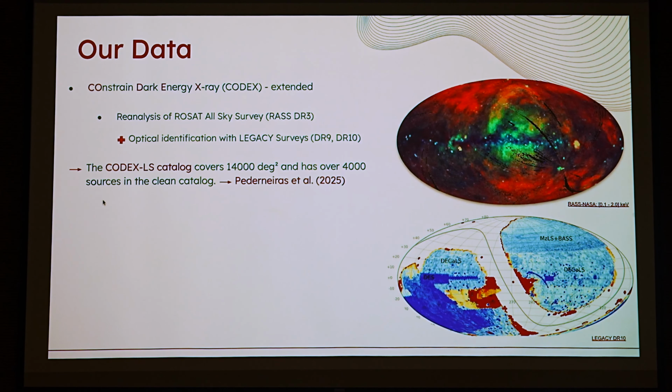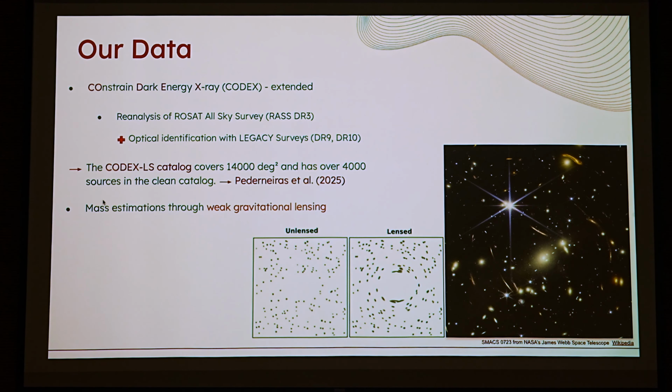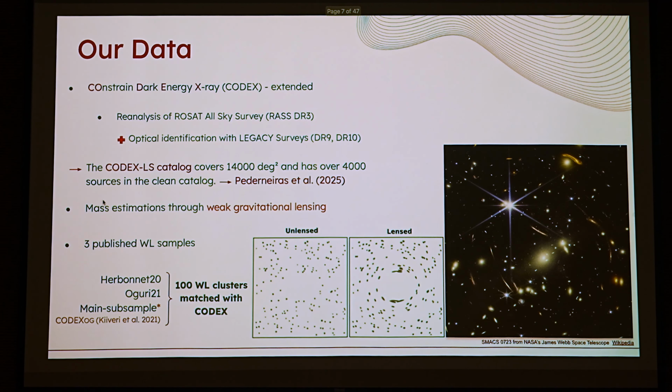Moving forward, this is where we get our X-ray information. As for the mass information, we decided to go with weak lensing estimates, because this method is sensitive to the entire mass of the clusters, but not too sensitive to the dynamical state of the cluster. For this work, we used three previously published samples. We used one from Herbonnet et al. 2020, another from Oguri et al. 2021, and the third, which I'm calling the main subsample, is an extension of a previous work done by a member of our collaboration.